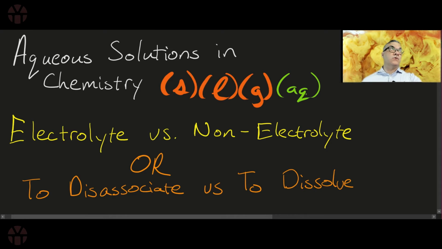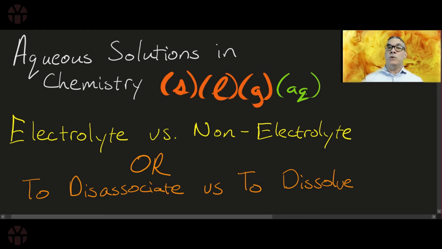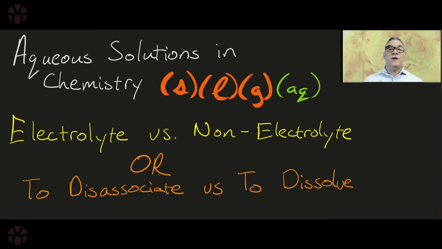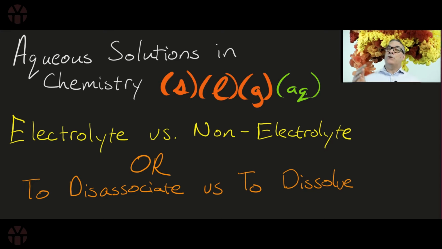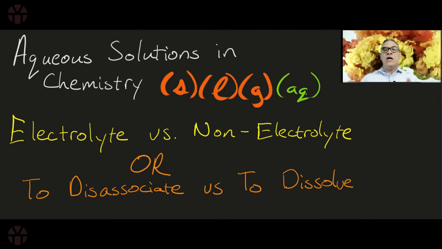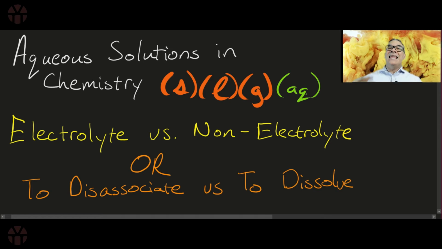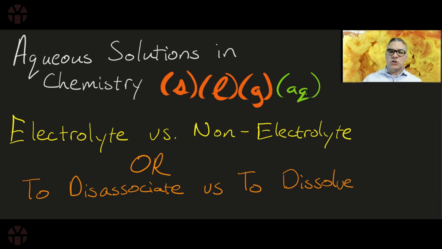Recall, this goes all the way back to the beginning of the year, that when we talk about solids, liquids, and gases, those are pure substances. In other words, that is either a single type of element or a single type of molecule. However, a solution by definition is a mixture. And when we talk about aqueous solutions, to be more specific, the word aqueous means in water. So water is the solvent, the thing that's doing the dissolving, and the other substance is the solute, the thing that is actually getting dissolved.